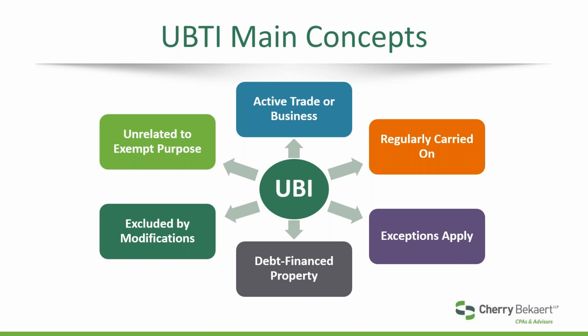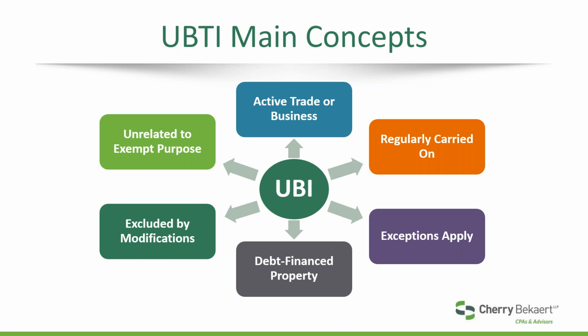Now, there are some caveats to that, of course. There's always a general rule in tax, but then there are exceptions and exclusions and variations. So while those three prongs may be applicable, there may be some types of revenue that are excluded by modification. So they're specifically listed as not counting as UBTI if they meet certain criteria.